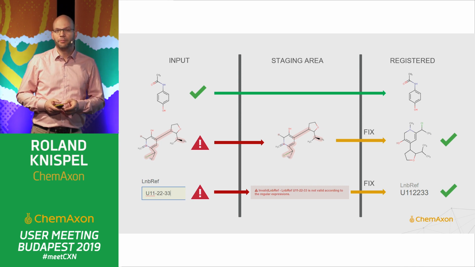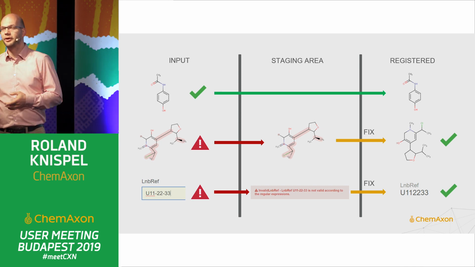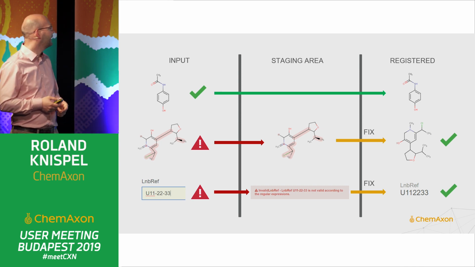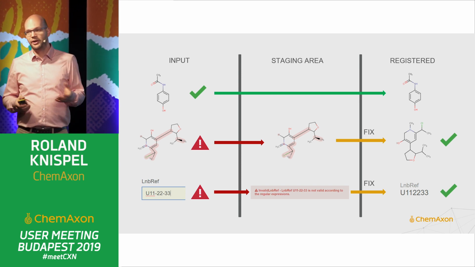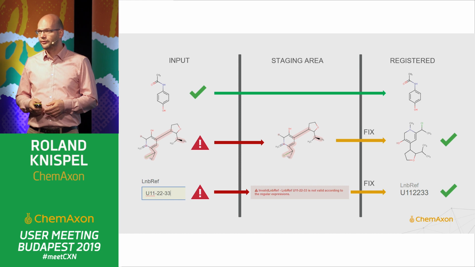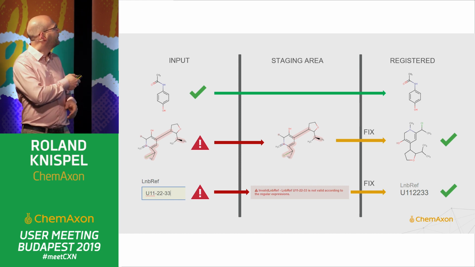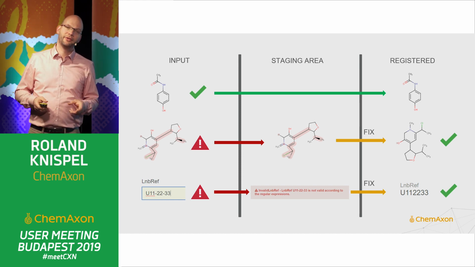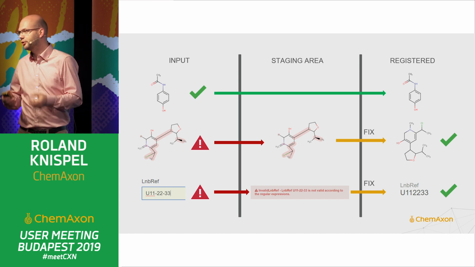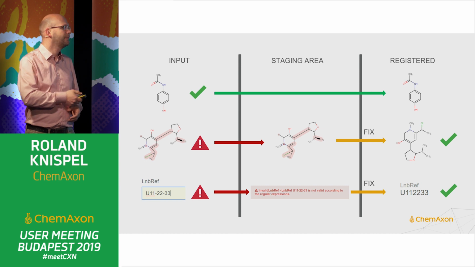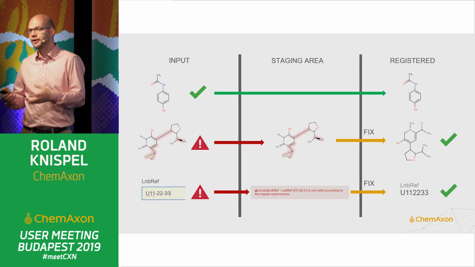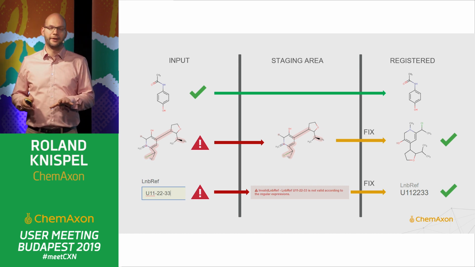That's a very simplistic summary of what our registration system does. Consider that you have an input, and there are a couple of cases that you need to distinguish. If you have a valid structure, there are no problems with the structure quality and with the data that is submitted alongside. It just gets registered, a new corporate identifier is assigned, and we're done.